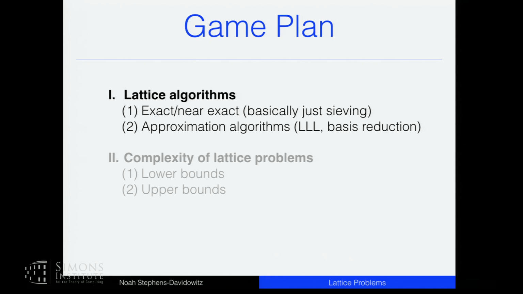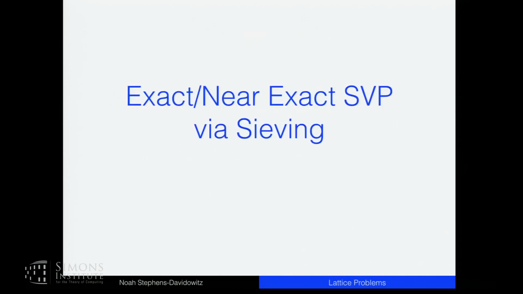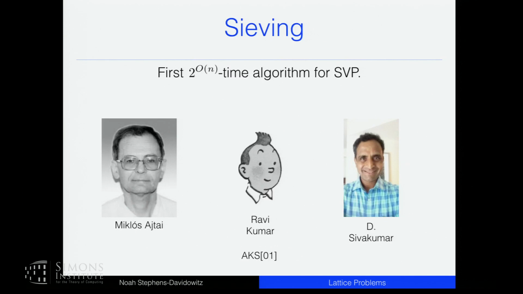OK, so that's the preliminaries. Here's what we're going to do. First, I'm going to show you algorithms for the exact or near exact problem. By near exact, I mean a small constant approximation factor. These seem to somehow be essentially the same problem. And then I'm going to show you the approximation algorithms. The reason I'm doing it in this order is because our approximation algorithms use the exact algorithms in a non-trivial way.